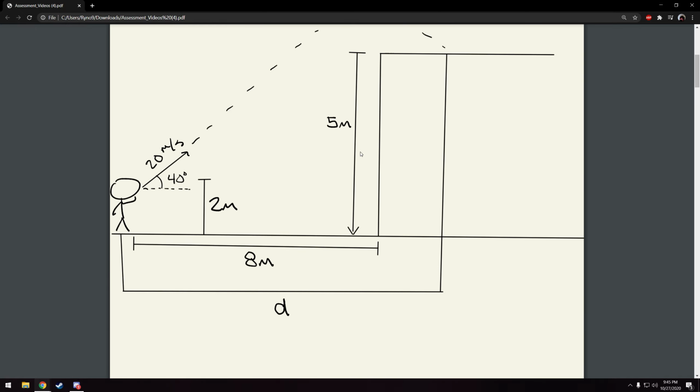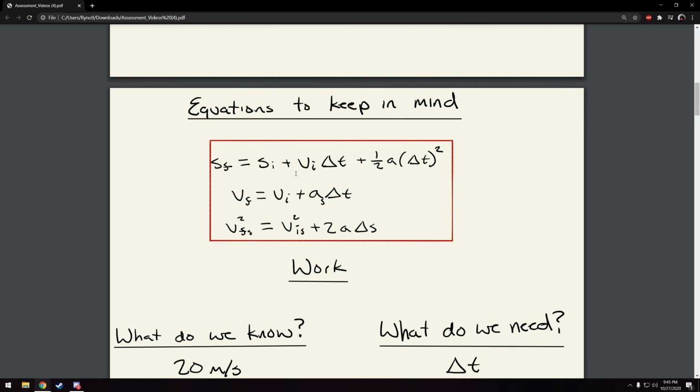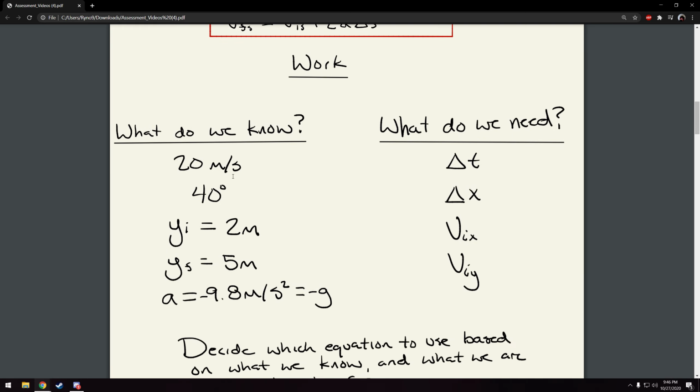So to start us off, we're going to keep in mind these equations. These are the kinematic equations that every person studying physics should know by heart, should be able to write out. And so, what do we know? We know we have a velocity, we have an angle, we have a y initial, and we have a y final, and we have an acceleration.